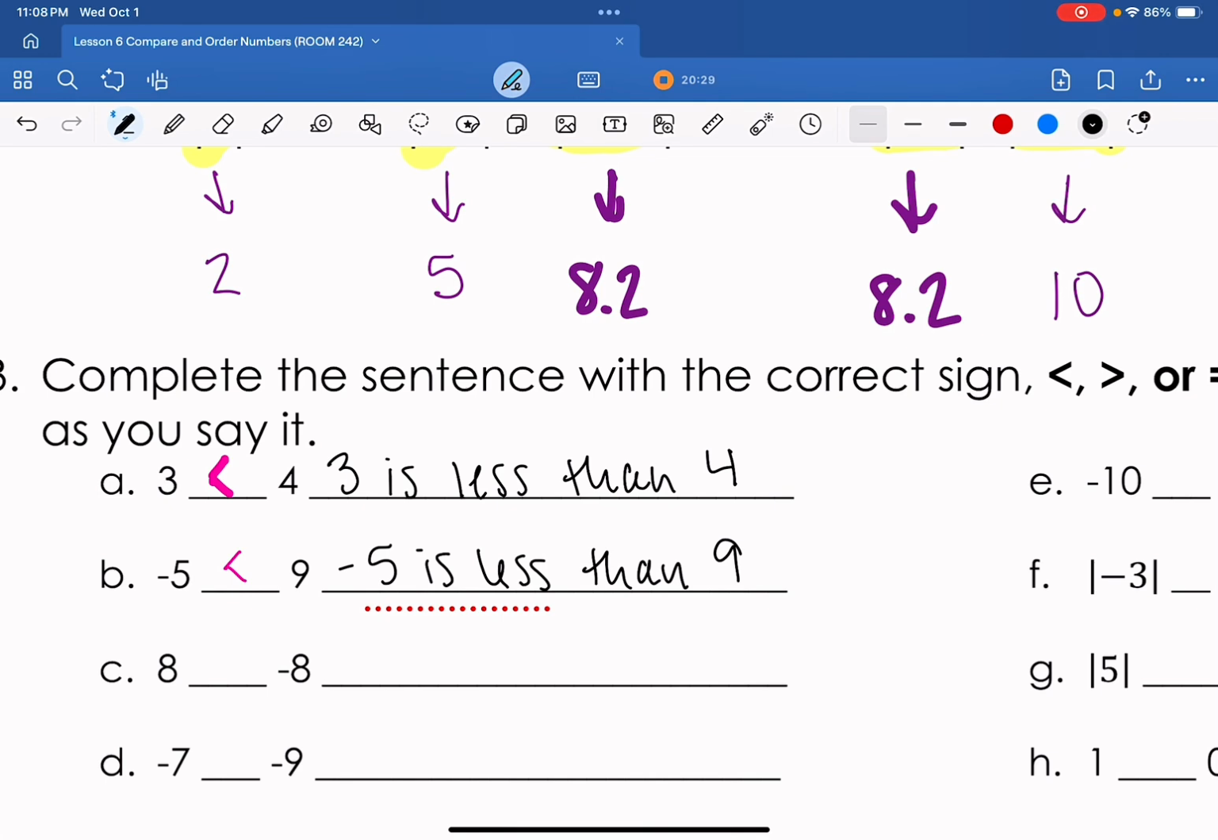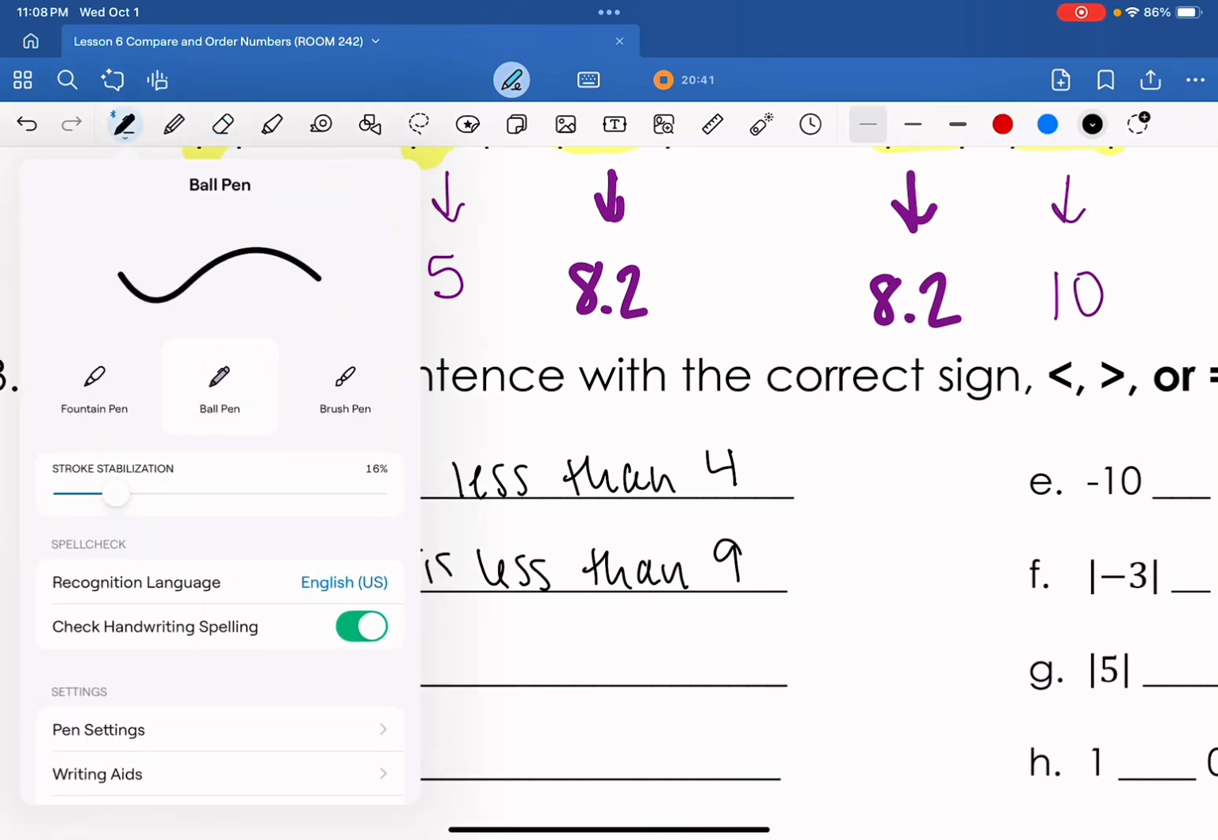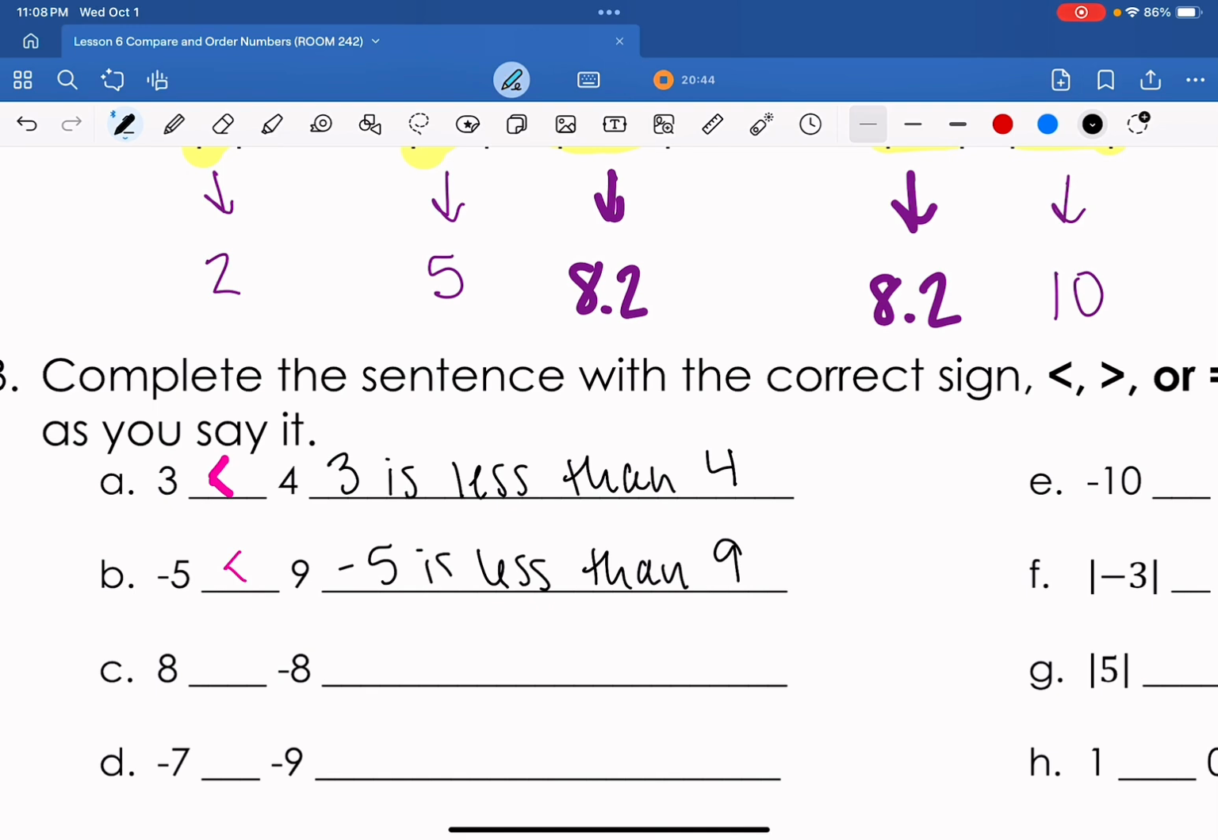All right. I have 8 and -8. There we go. So if I plotted positive 8 on the number line, it's to the right of 0. If I plotted -8 on the number line, it is to the left. So -8 is less than. So how I would read this, though, would be 8 is greater than -8.